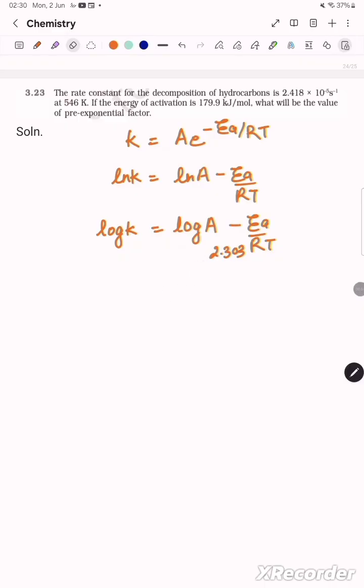Now we have to find out the log A value. So log A is equal to log K minus Ea by 2.303 RT. Here, for converting ln K to log K, we multiply by 2.303, so that the log K value is obtained at base 10. Now we put all the values here.